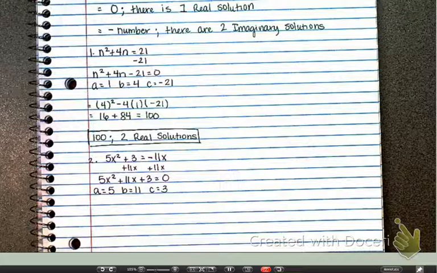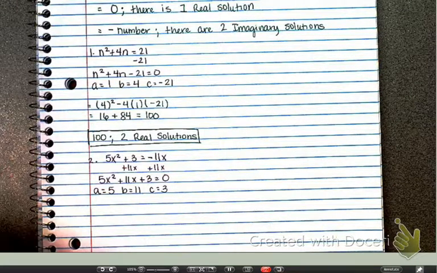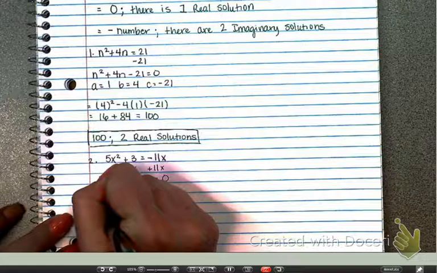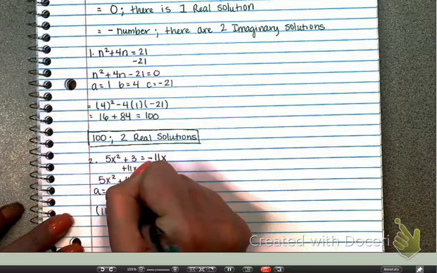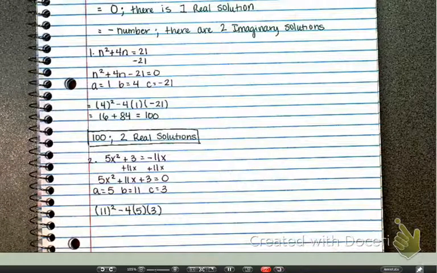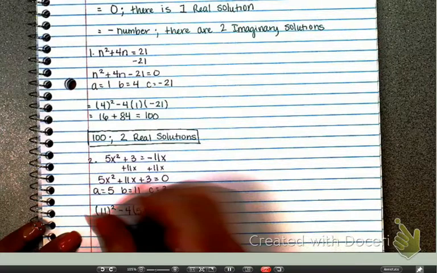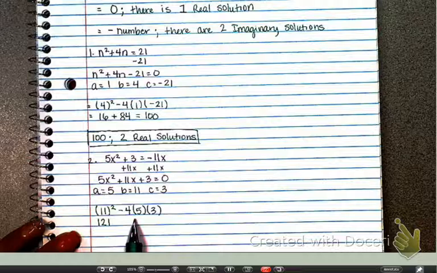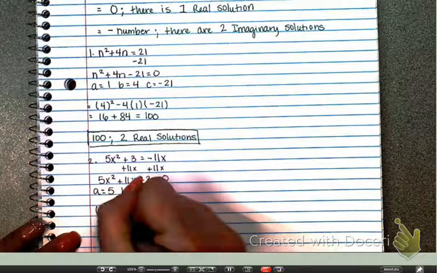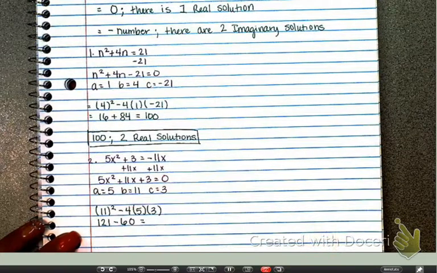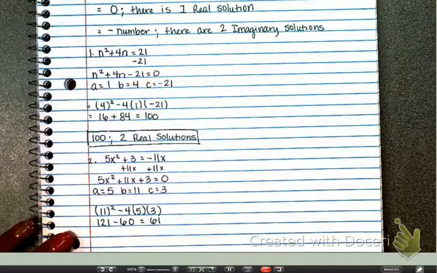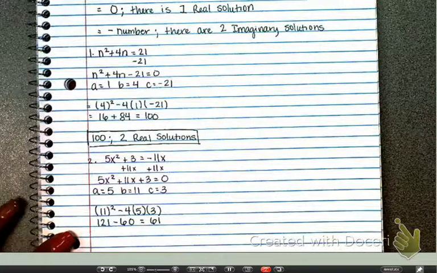We're plugging it into b squared minus 4ac. So 11 squared minus 4 times a times c. 11 squared is 121. And then negative 4 times 5 is negative 20, and negative 20 times 3 is negative 60. 121 minus 60 is 61. Okay, so my discriminant is 61.